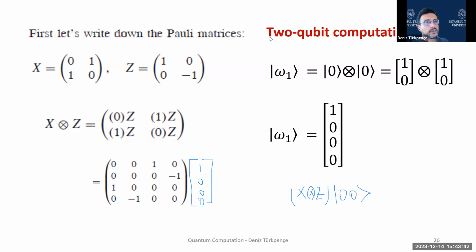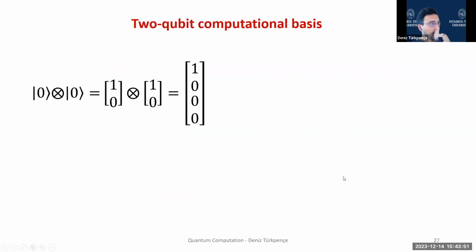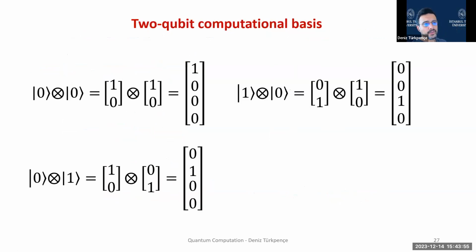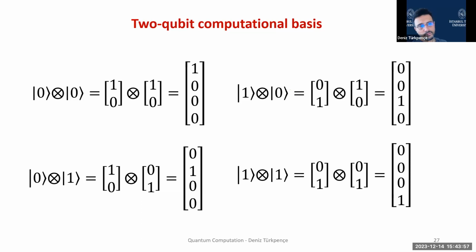And likewise you can find the other basis state matrix representations. It's straightforward to find. This is 00, this is 01, this is 10, and this is 11. Okay, if I have more qubits, then the dimensions will be larger.